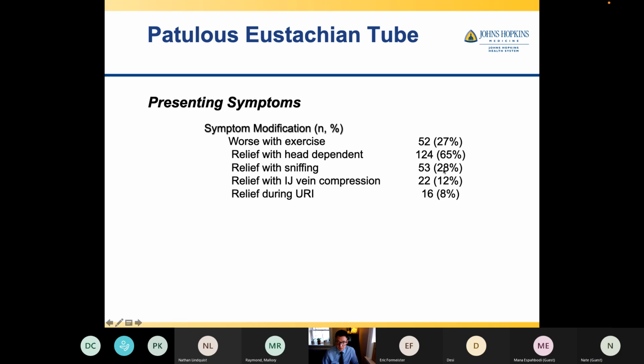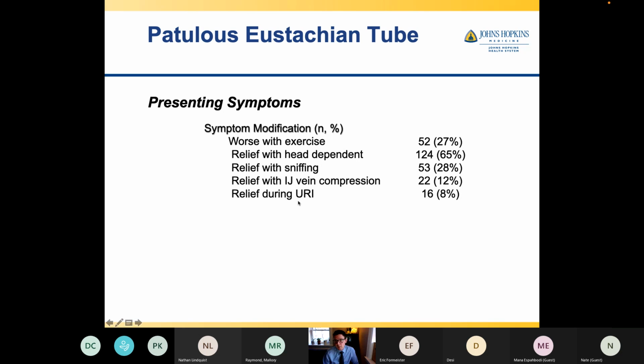It gets better when they sniff, often. It sometimes is better when they press on their internal jugular vein. And the way that this probably works is it backs up venous pressure into this plexus of veins around the eustachian tube and helps close it. So this is also thought to be the reason why it's better when they're head dependent. When they're lying down, you get some relative swelling of the veins around the eustachian tube and it closes it. And then when they get up, that drains and it opens again.